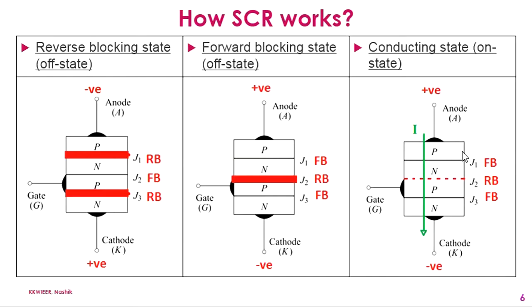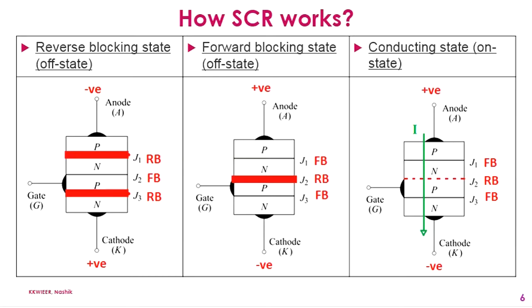Due to this flow of forward current, the conducting state happens. That means although it is a reverse biased junction, due to avalanche breakdown or due to increasing the voltage across the anode and cathode, the depletion layer almost vanishes and it allows the current to flow from anode to cathode. So it is known as the conducting state. These three are the operating modes of SCR. You have to remember the two off states and one on state.